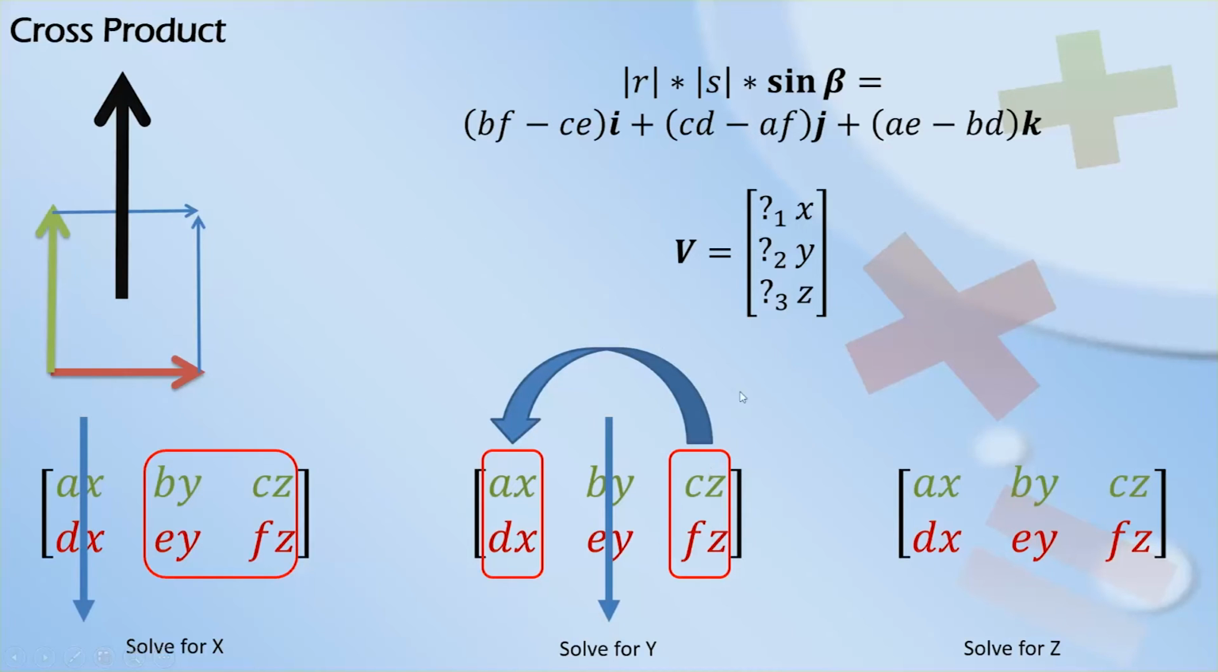And here you can see my nice little arrow. This is how I remember it. I wrap back around to the other side of the matrix as if it exists forever, basically, just keeps repeating. Now for the z, we of course cross out the z, we wrap back around, and now we do ax times ey minus by times dx. And that's how you get the result.